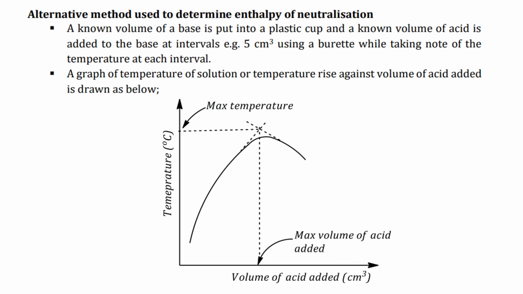Now, alternatively, enthalpy of neutralization can also be determined by a graphical method, and what you need to know here are the following steps. First, a known volume of a base is put in a plastic cup, and a known volume of acid is added to the base at intervals of a given volume, for example 5 centimeters cubed, using a burette, while noting the temperature at each interval. Whenever you add a specific volume, you take the temperature at that interval. Then a graph of temperature of the solution, or temperature rise, against volume of the acid being added is drawn. Doing that, you get a graph in the following shape.